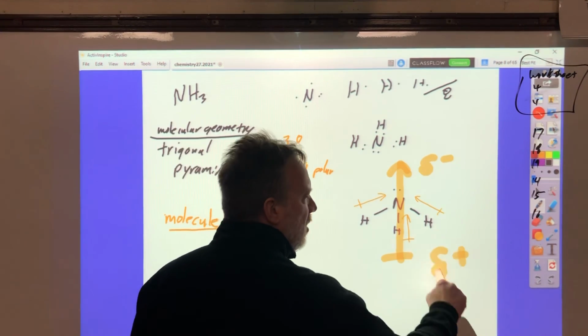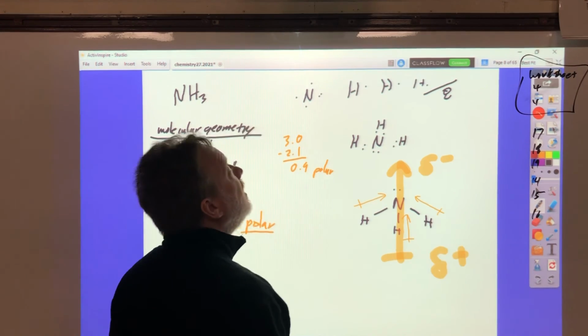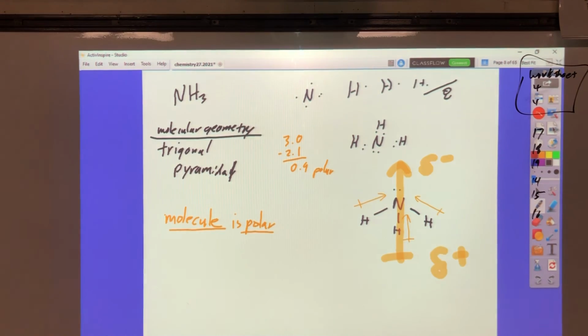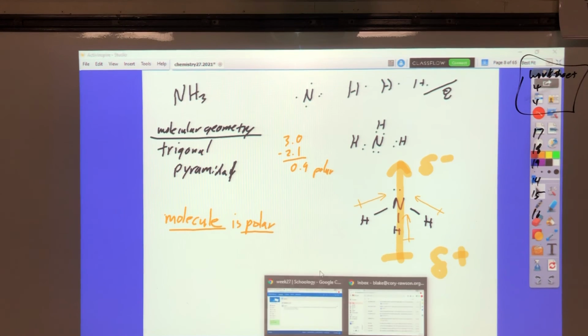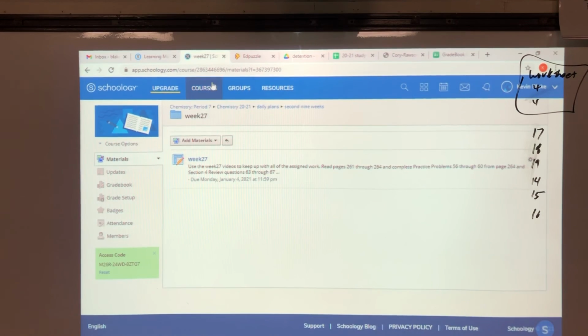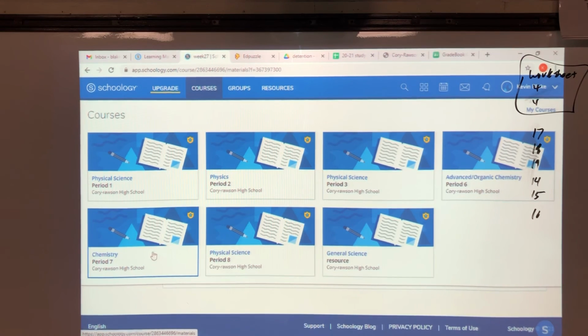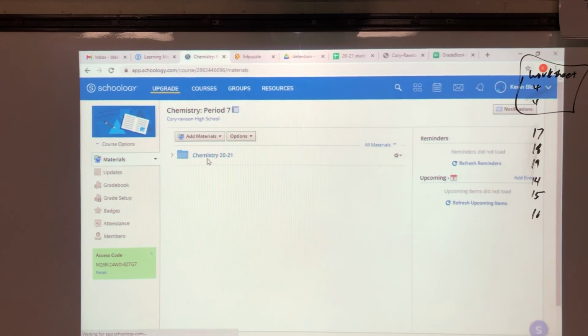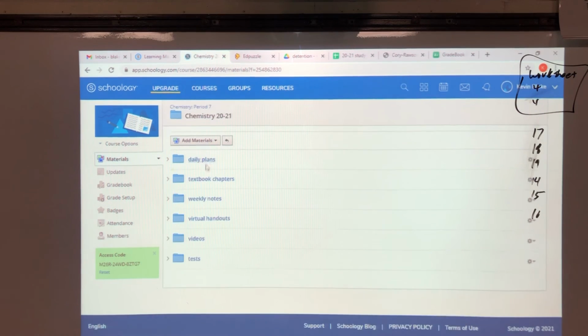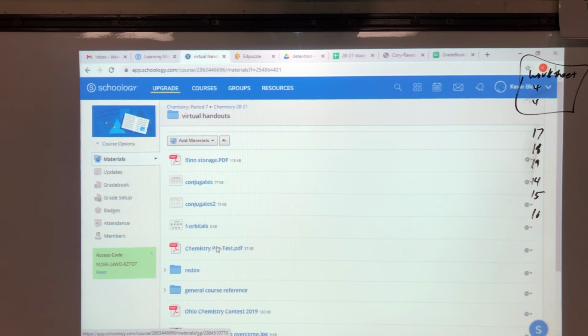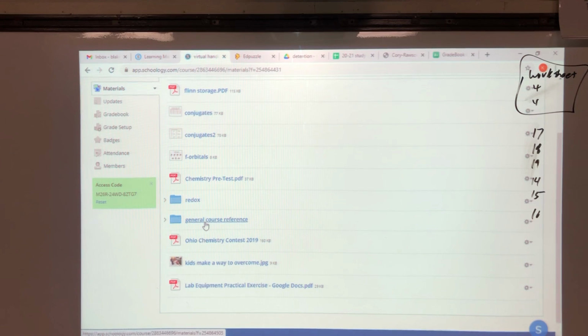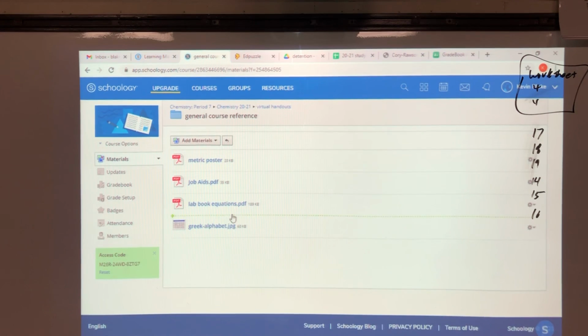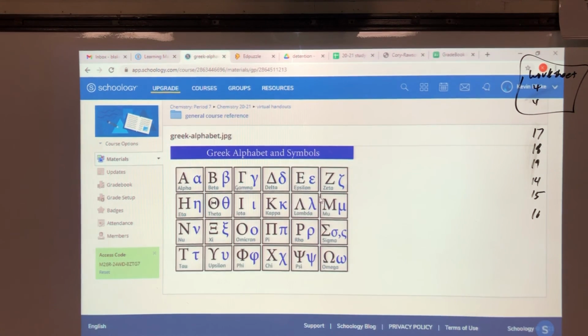This is delta, Greek letter delta. It's positive and negative. By the way, you can find your Greek letters probably in Schoology. And if you forget that, or you want to look this up, or you want to look another one up, virtual handouts. General course reference, probably Greek alphabet, in case you run into that.